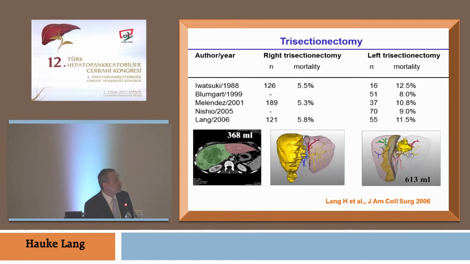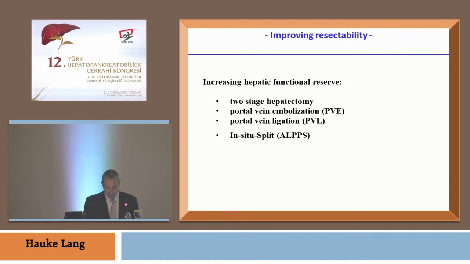Here we have a much bigger cutting surface. Here we have much more risk for biliary leak. So it depends also on the type of surgery. You all know that we have some measures to increase functional resectability. It's the 2-stage hepatectomy, it's the portal vein embolization or ligation, and a new technique, the in situ split, called ALPS.